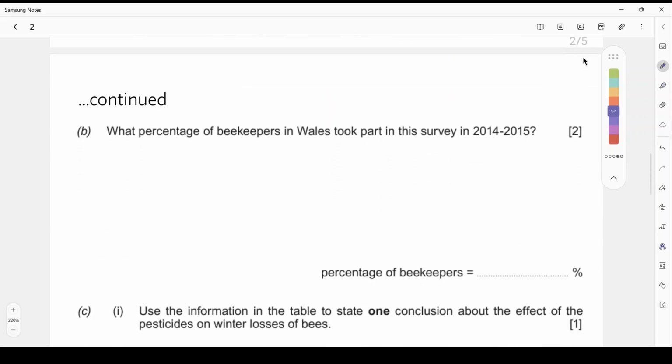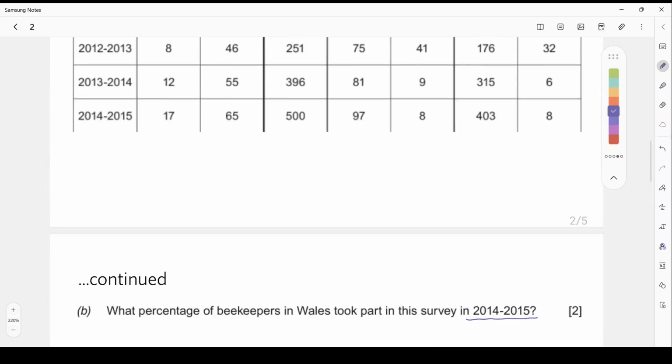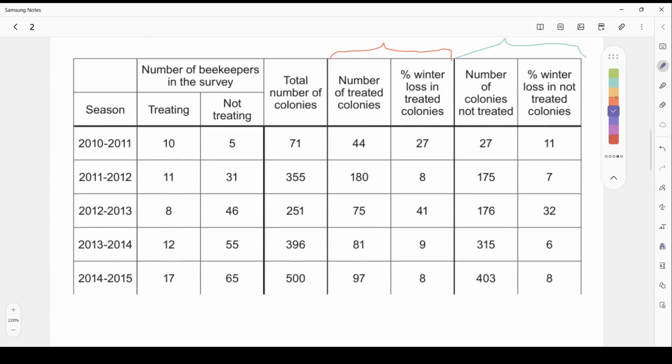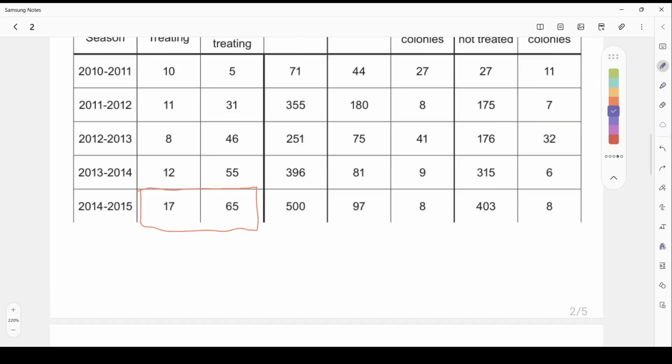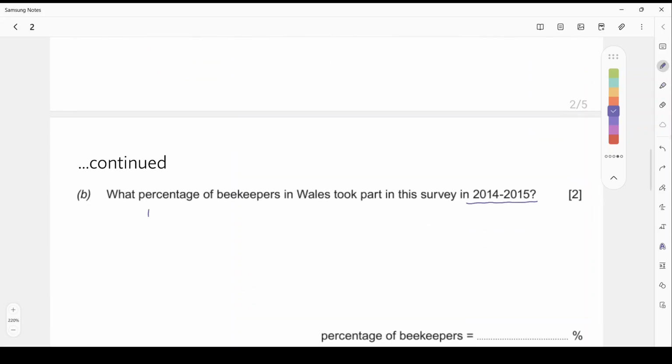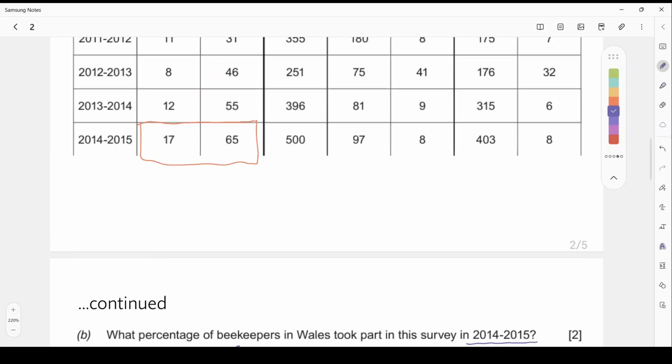What percentage of beekeepers in Wales took part in the survey in 2014 to 2015? So we need to look at 2014 to 2015, this part over here. So if we add those two values together, 17 plus 65, that would give us 82. So that's how many beekeepers.